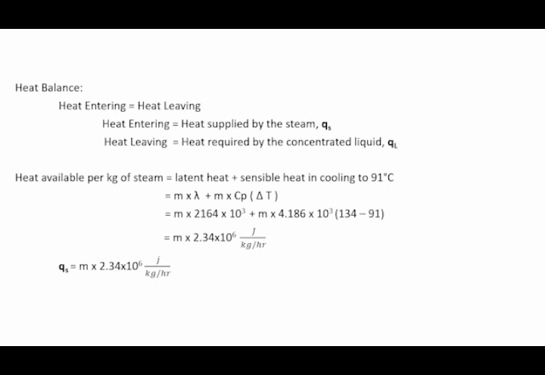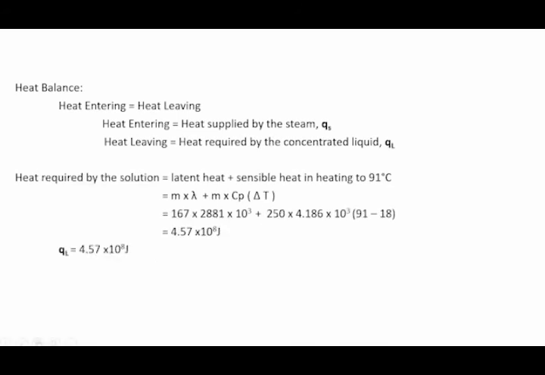We will now plug in the values, wherein the latent heat is equal to 2,164 times 10 to the power of 3 joules per kilogram per hour. The specific heat is 4.186 times 10 to the power of 3 joules per kilogram degrees Celsius per hour. And the change in temperature is from 134 degrees Celsius to 91 degrees Celsius. This will give us a final equation of Qs equals the mass of the steam times 2.34 times 10 to the power of 6 joules per kilogram per hour.